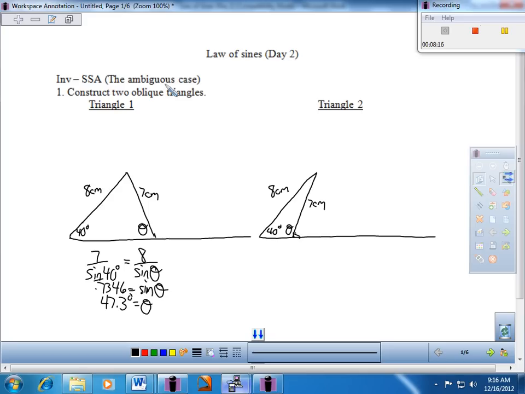So I'm hoping everyone is with me at this stage, and I'm still looking for theta. And so let's go for it. What I see, everybody, is the 7 and the 40 degrees still match up. So 7 over sine of 40. And then as a result, wait a minute, the 8 still matches up with theta.